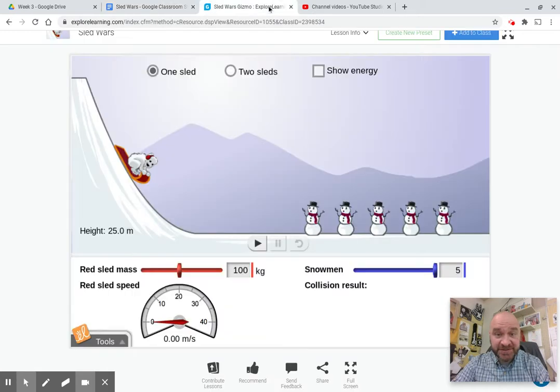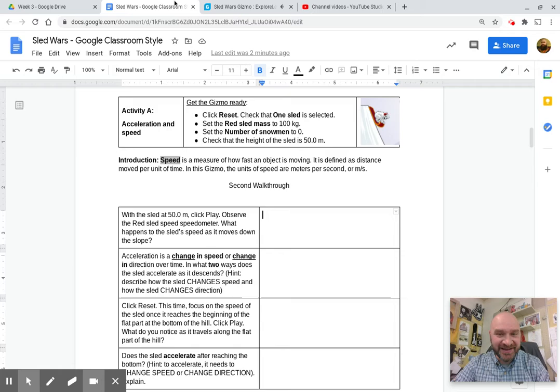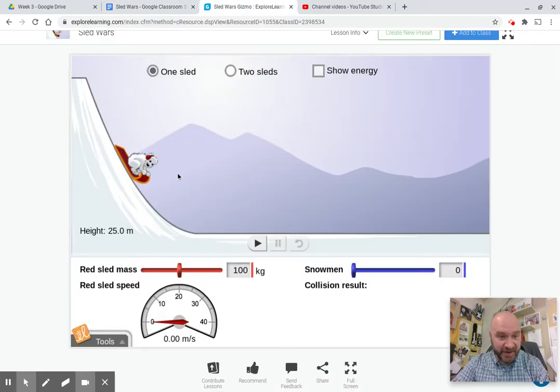Number of snowmen to 0. Okay, good. Then sled height is 50. And so notice that my height is 25. I'm going to drag this up to 50. Okay, now I have all of my settings correct.